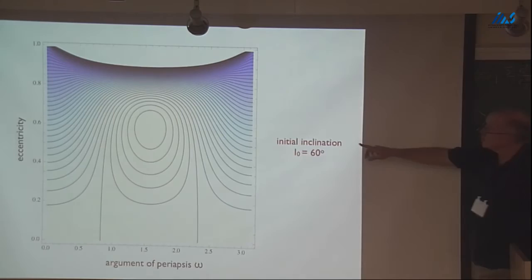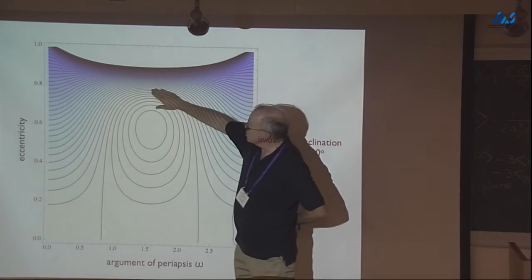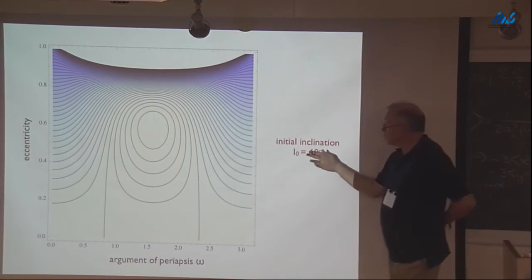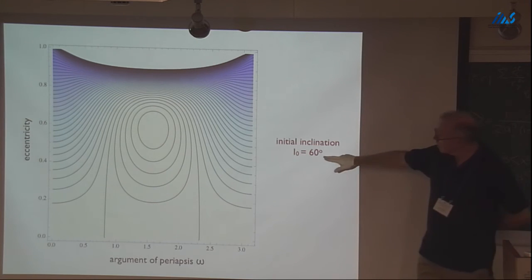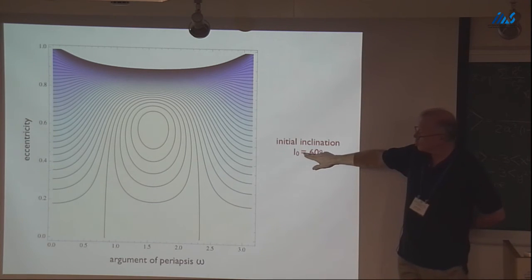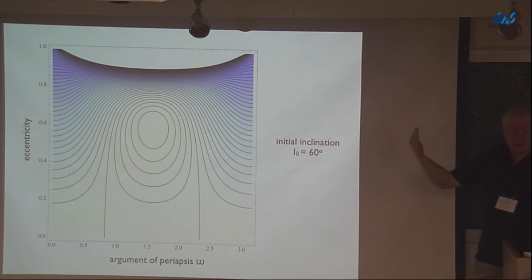In this case, the maximum eccentricity is about 0.8. This is a function of the initial inclination. In particular, in the limiting case where the inclination approaches 90 degrees, the maximum eccentricity is 1, and you can get collisions between the planet and the star.